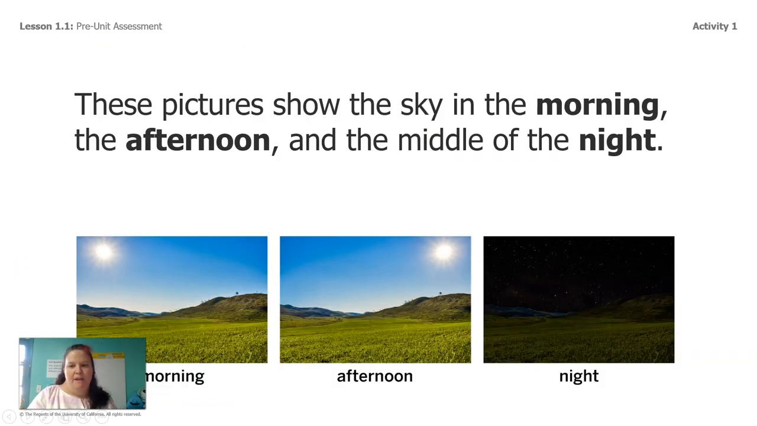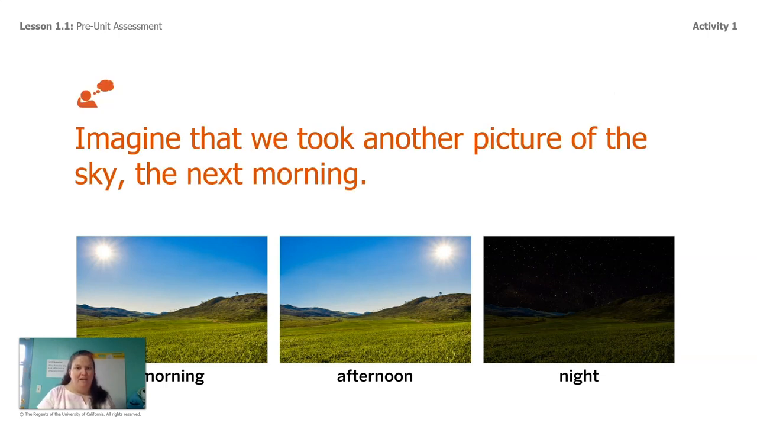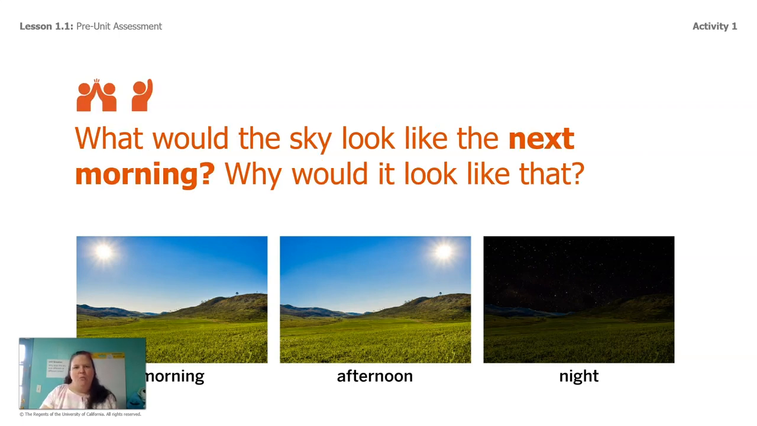Okay, my next question then is if we look at these pictures that show the sky in the morning, the afternoon, in the middle of the night, imagine that we took another picture of the sky, right? So if we have the morning and the afternoon and the night, what if we had one more picture of tomorrow morning, right? The next morning. What would the sky look like the next morning? What would it look like? And then why would it look like that? Can you again talk to your partner? Why do you think the sky would look like that the next morning? Go ahead, talk to your partner.